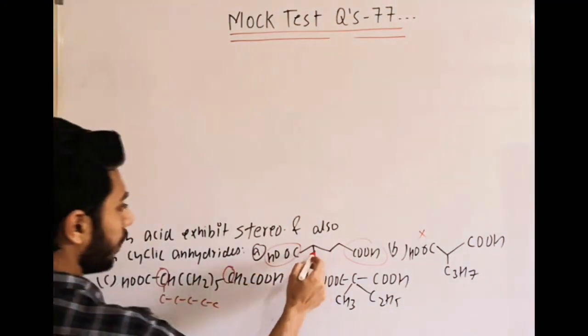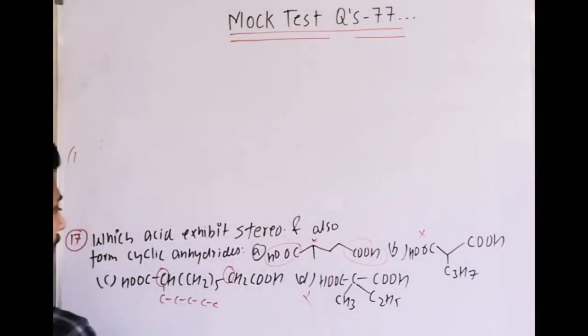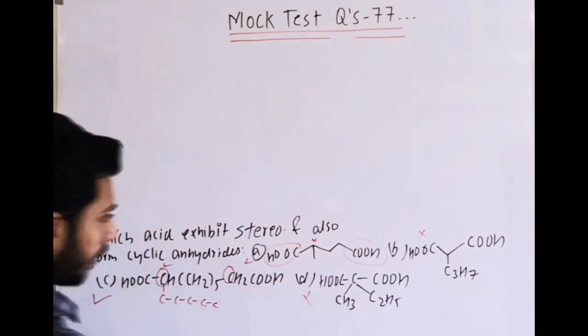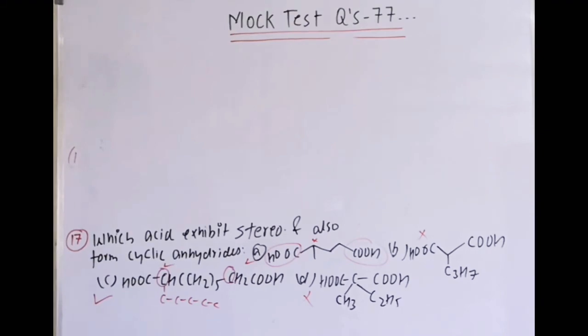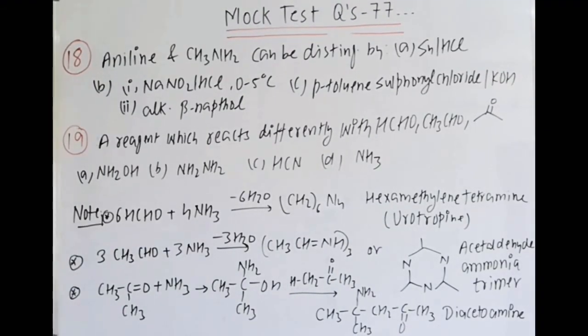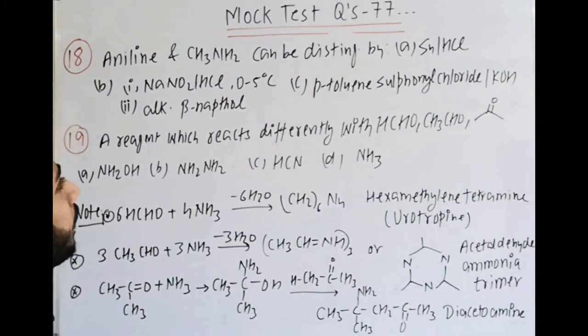Now we check stereo. This compound has a chiral center, yes. This compound also has a chiral center, yes. So that means both A and C are correct. In the next question, it is already discussed in the POC part. Here again it is there. That concept was discussed.